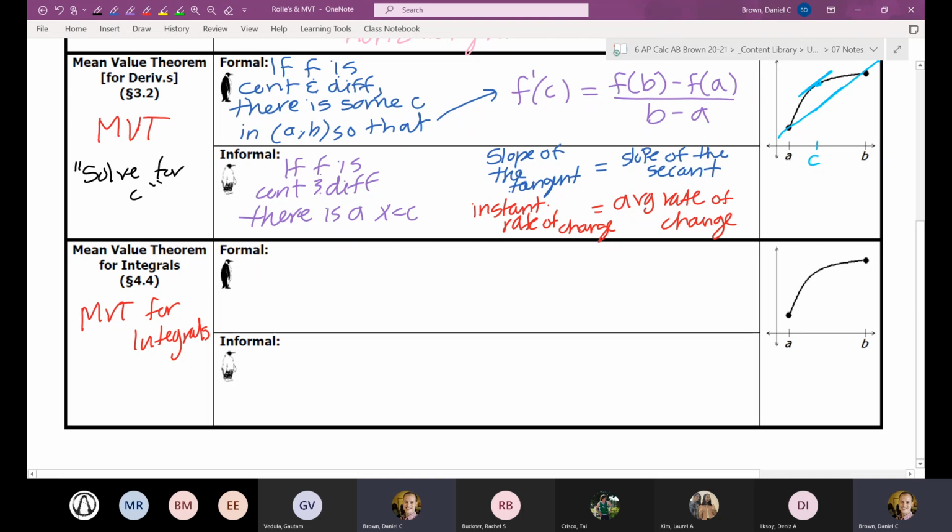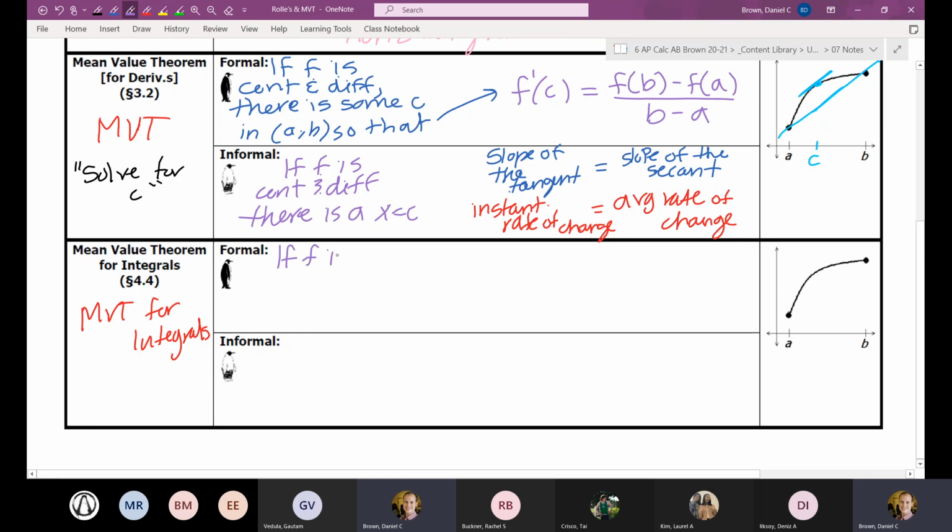So that's the mean value theorem for derivatives. It uses the average rate of change. So then we also have the mean value theorem for integrals. What formula do you think it's going to use? The ones in front, the average values. We have the average rate of change that shows up for the derivative, and we have the average value that shows up for the mean value theorem for integrals.